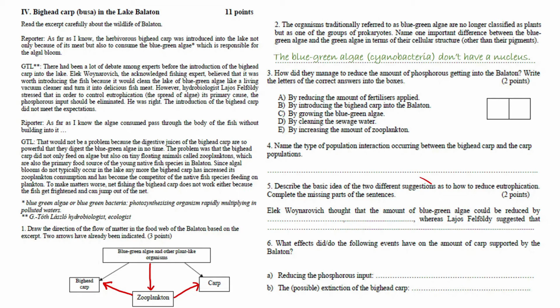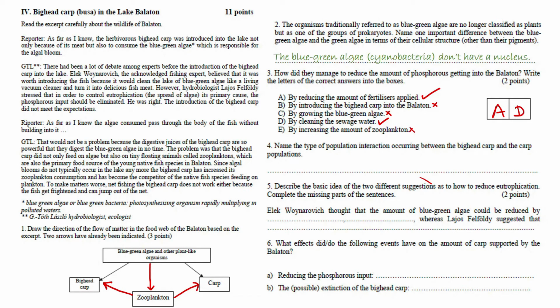How did they manage to reduce the amount of phosphorus getting into the Balaton? Write the letters of the correct answers into the boxes. So let's quickly go through the possibilities. By reducing the amount of fertilizers applied, that is one of the answers. By introducing the big head carp into the Balaton, we read in the text that it is not affecting the phosphorus content. By growing the blue-green algae, okay. By cleaning the sewage water, that is another good answer. By increasing the amount of zooplankton, no. So A and D are the good answers.